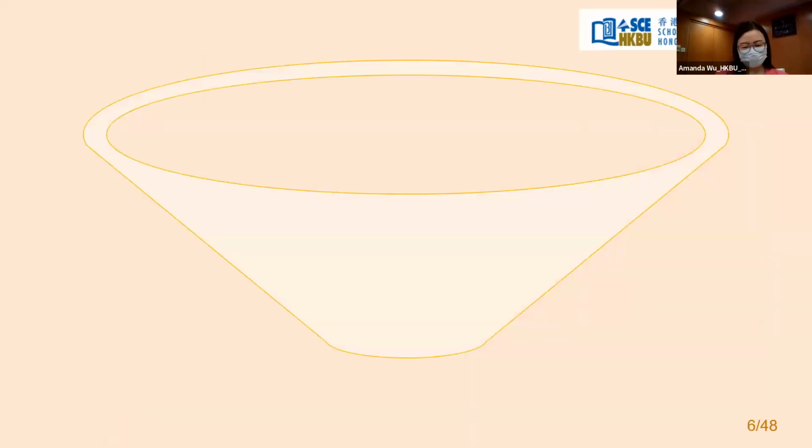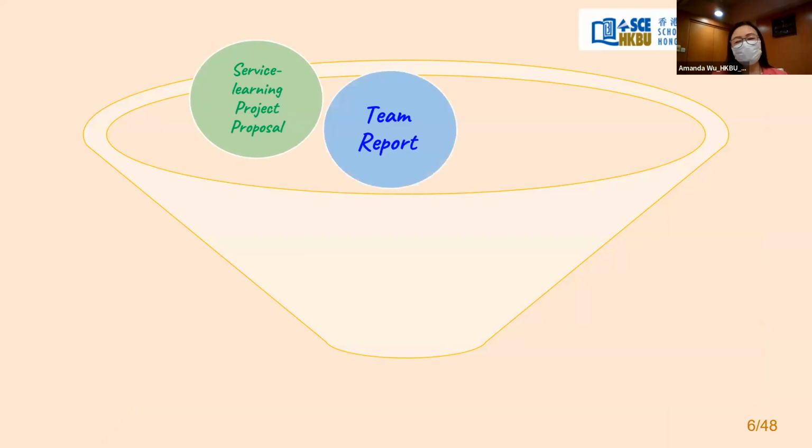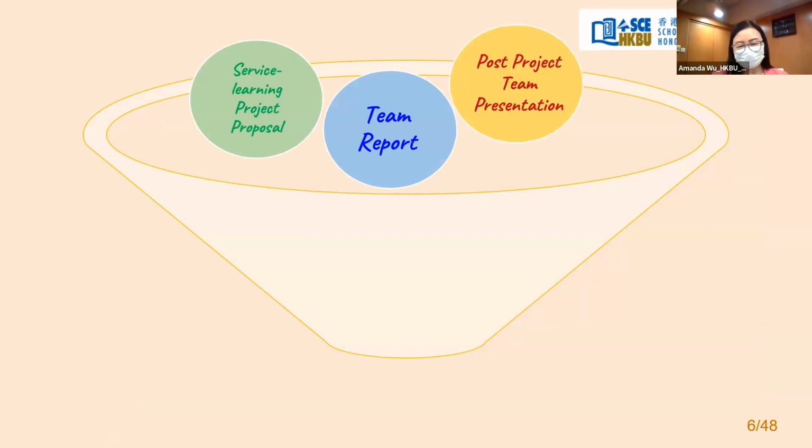Now, let's come to the part of how they learn through the learning journey. At the very beginning, they have the service learning project proposal. They need to prepare this. And throughout the whole course, they work as a team, so they need to make team reports. And they start their project, that means they have to implement their project. After the implementation, they have to return and do the post-project team presentation. But not only teamwork, they have their individual tasks as well.